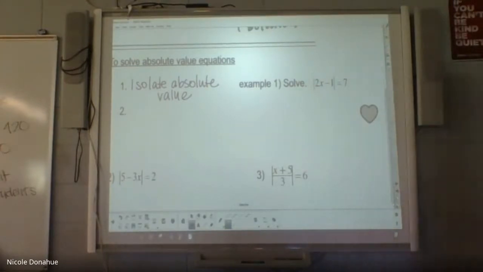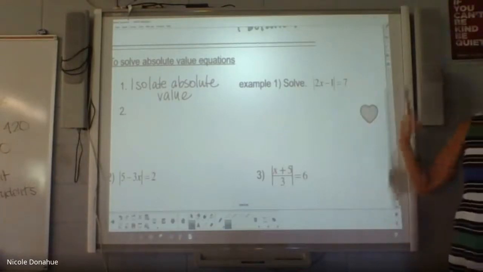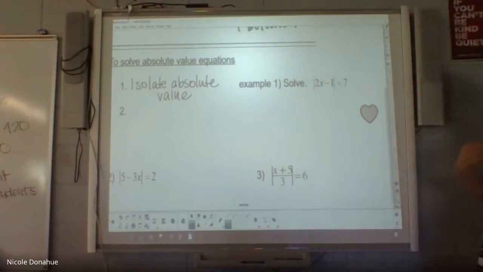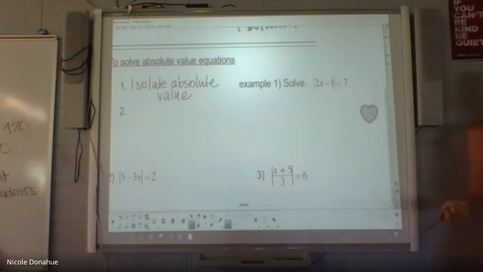Now, I want to figure out what values work for x. And some of you guys are like, well, I can already tell 4 works for x, just because I can look at that problem and solve it in my head. But there's more than one answer, because the absolute value equals a positive.